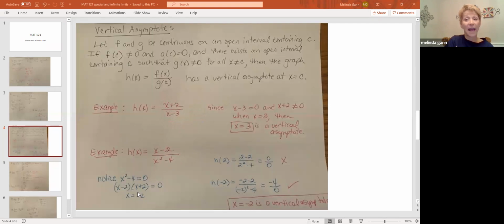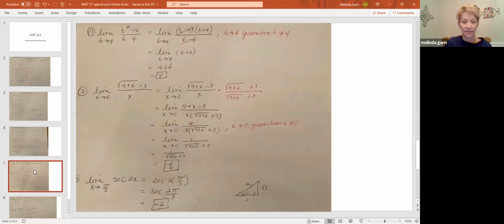Those are what I call your candidates. They might be the answer. But if it makes the top and the bottom go to 0, no. It's got to make the bottom 0 and the top not 0. Then x equals the numbers you plugged in to do that. Those would be vertical asymptotes. So make sure you check them after you find your candidates.